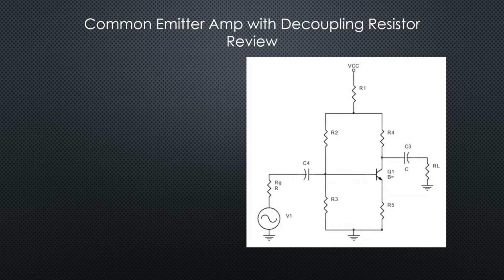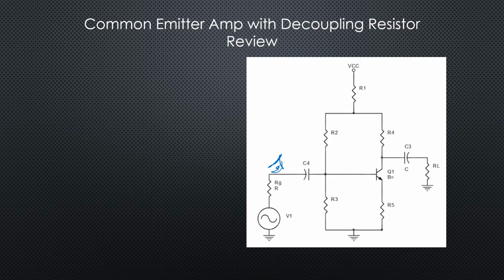The biasing is done in a prior video, so you can go look for that video and do all the DC stuff. What we're going to do right now is focus on figuring out what Z in is. Z in is the impedance that the generator sees. In the lab that we do, we've got a capacitor right here, so that essentially puts an AC ground right there. But in this homework problem, we don't have that. So we're going to have to figure out what Z in is using the decoupling resistor R1.